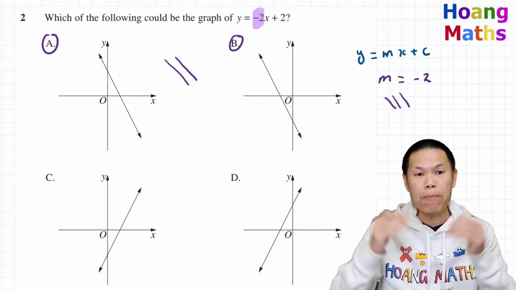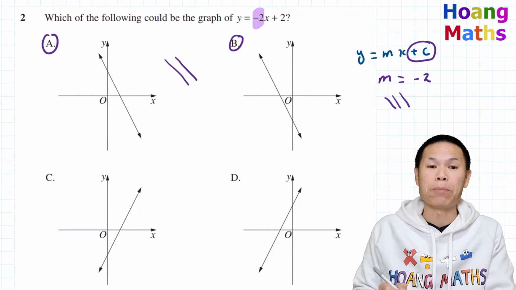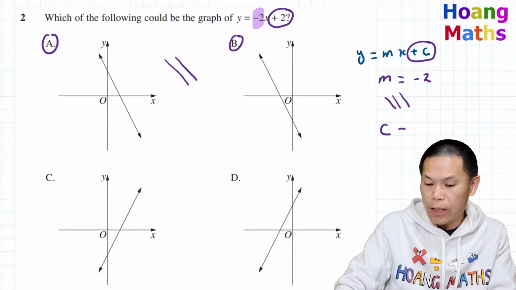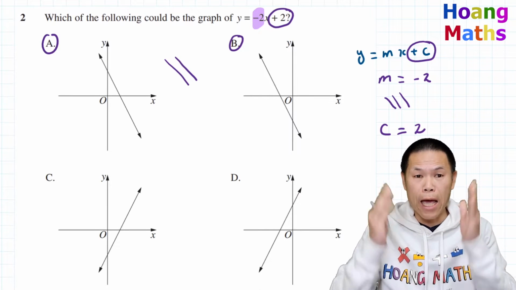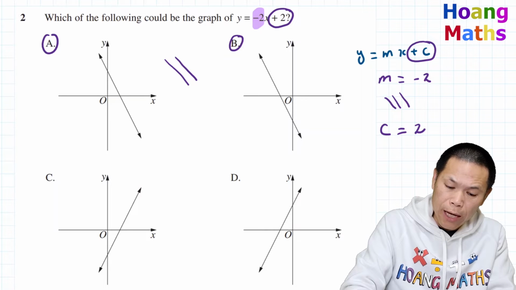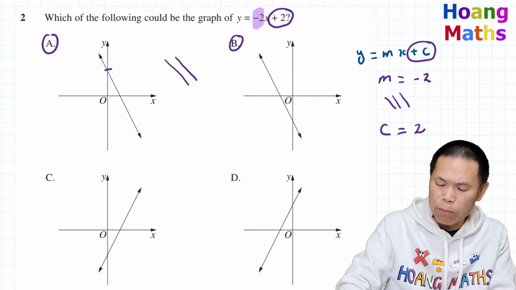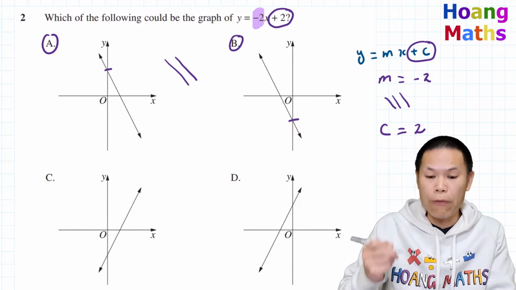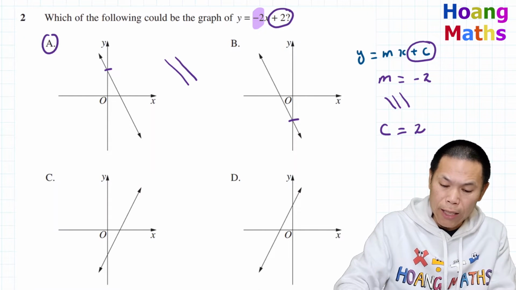So keep that in mind. And the second one is c, the y-intercept. In this case, c is equal to 2, so this means that it cuts the y-axis at 2. In this graph, it cuts the y-axis at positive 2, whereas for part B, the y-intercept is a negative number. So therefore, the answer should be A.